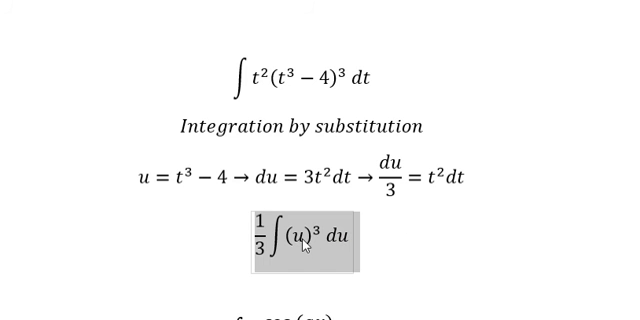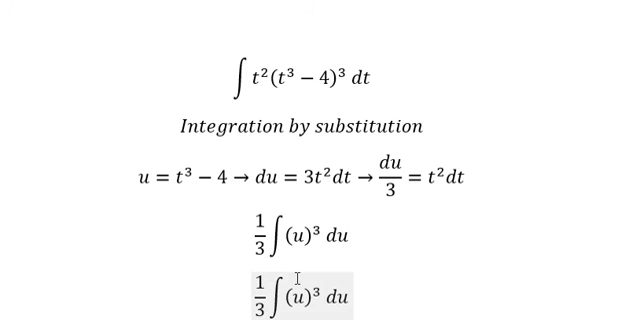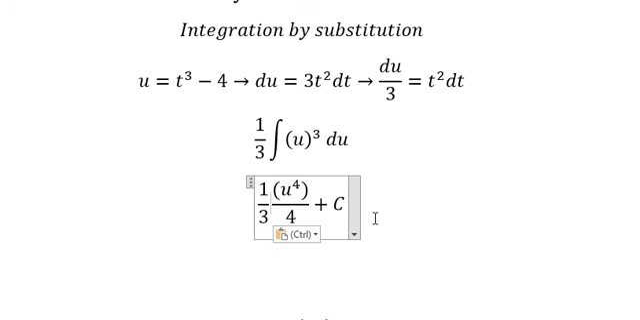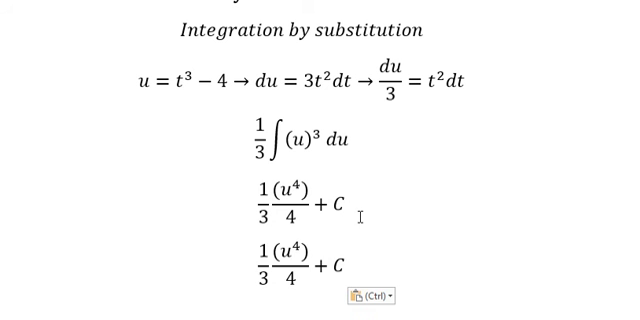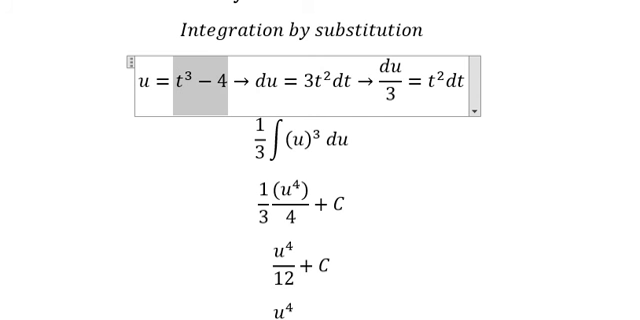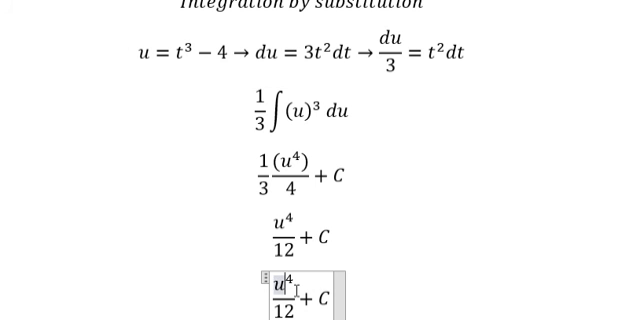The integration of u to the power of 3, you will get u to the power of 4 over 4. And we put c, that's the constant. So we have this one go in here. And this one you get 12. About u, that's this one. So we put this one go in here. And that's the final answer.